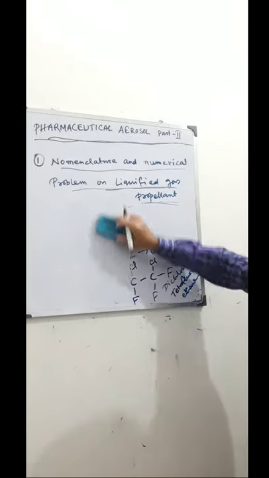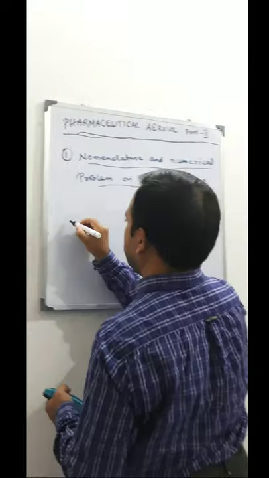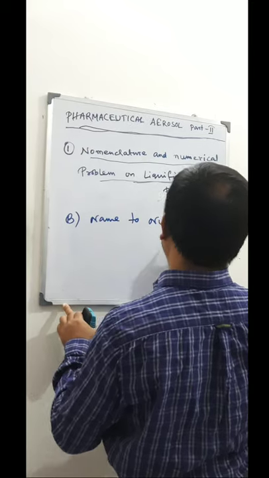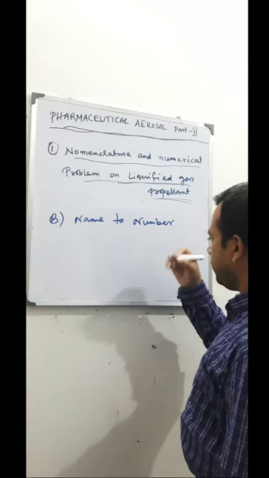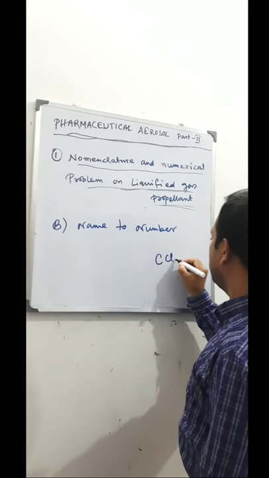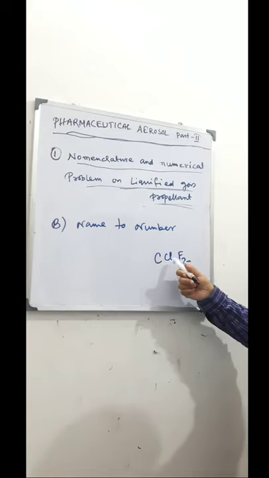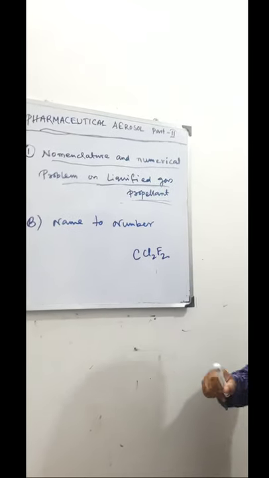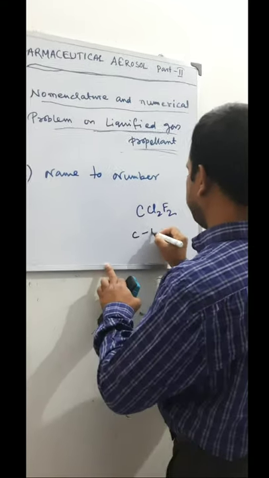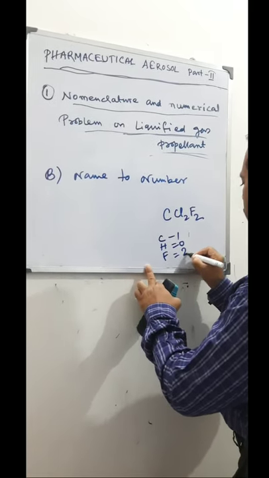Now we are going to the second way, that is chemical name to number. For example, the chemical name of the liquefied gas propellant is CCl2F2, that is dichlorodifluoromethane. Here carbon is 1, hydrogen 0, fluorine 2.